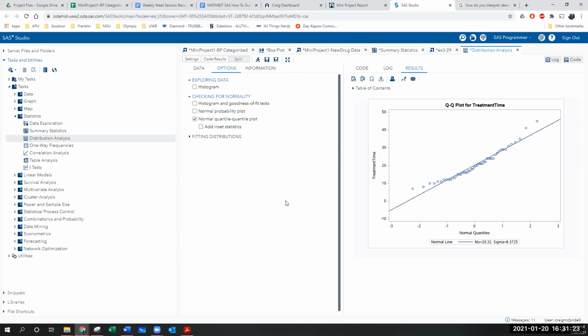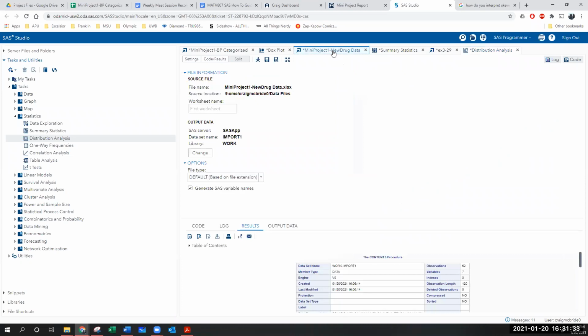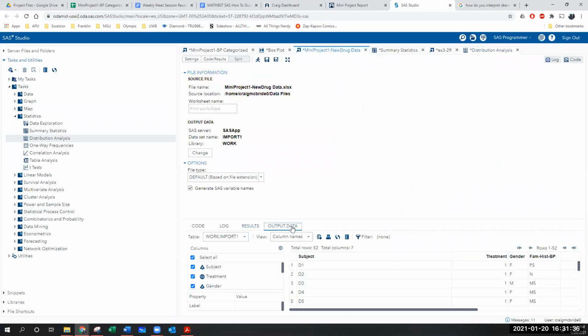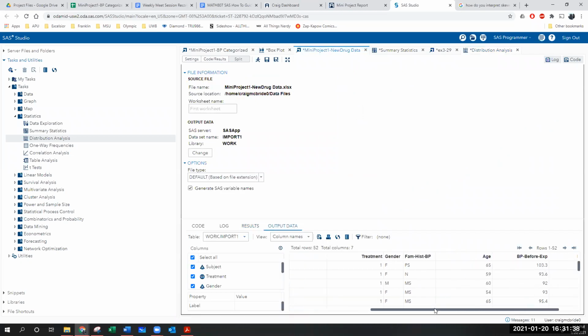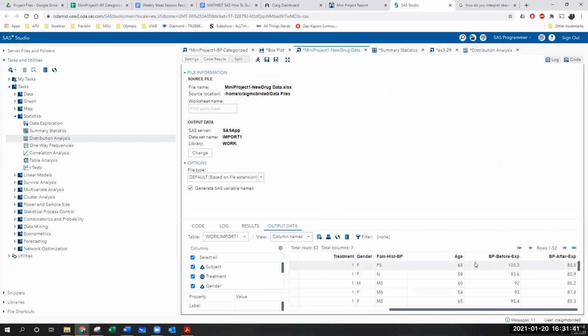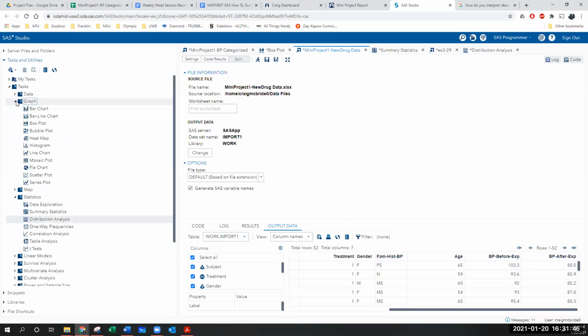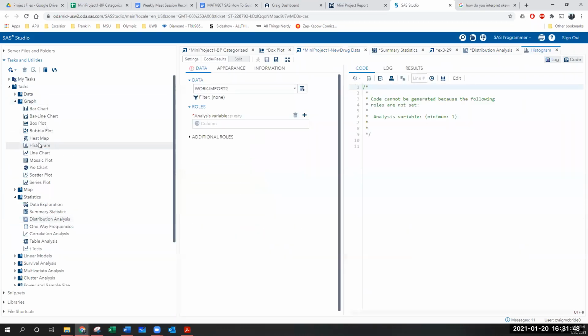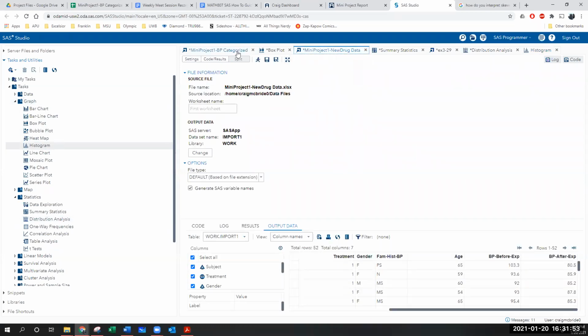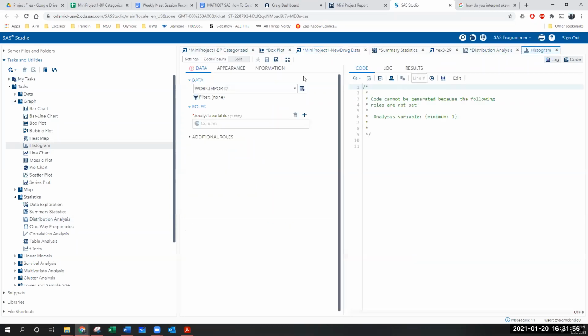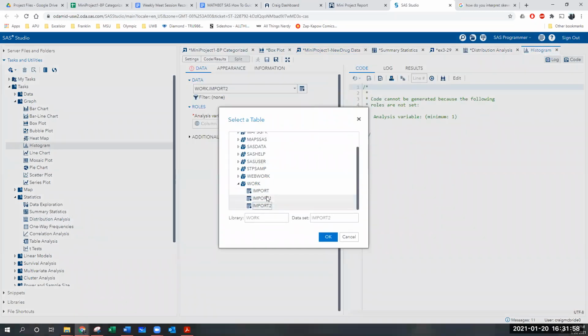Dennis, your hand's up. Yeah, Dr. McBride, can you possibly demonstrate the mini project, the Generate Histogram? Yes. Are we supposed to do histograms on the 3 quantitative variables, aren't we? The age, BP, and BP after. Yes, that's correct. Okay. So graph, histogram. Where is my mini stuff? Work 1.